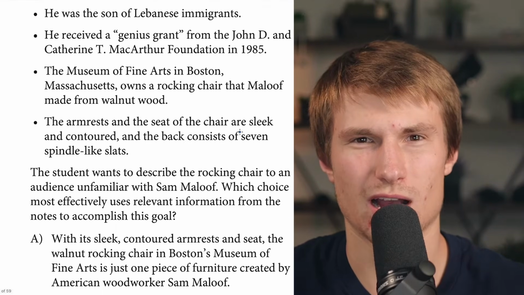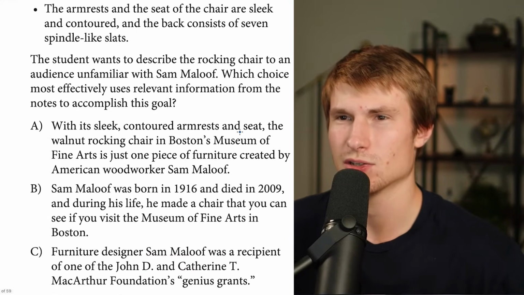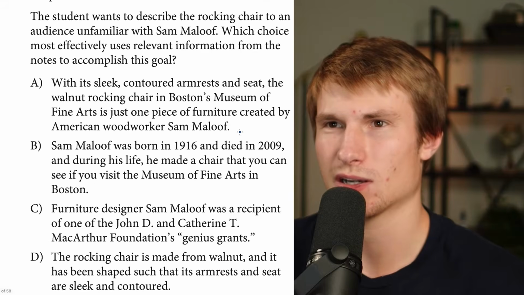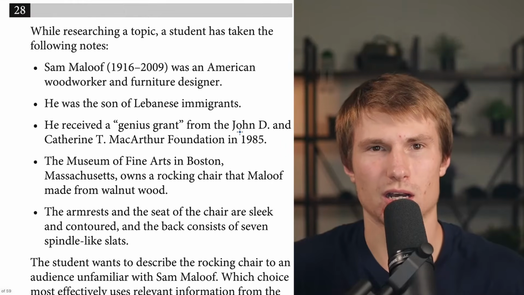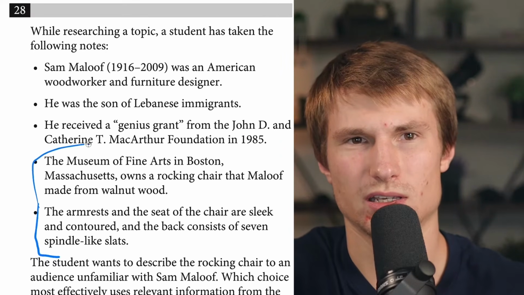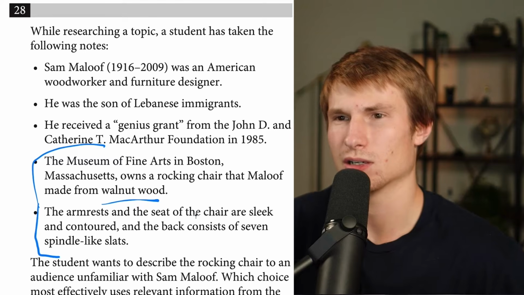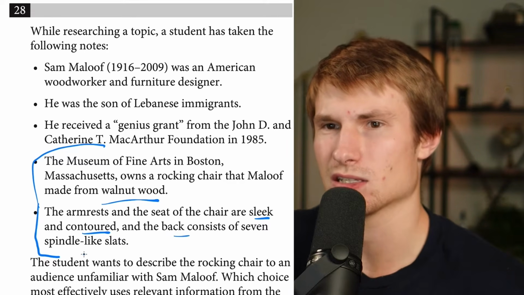The student wants to describe the rocking chair to an audience unfamiliar with Sam Maloof. Which choice most effectively uses relevant information from the notes to accomplish this goal? Okay, so we need to describe the rocking chair. If we go back up, we see that we describe the rocking chair mostly right here and right here. So it's made from walnut wood. The seats and armrests are sleek and contoured, and the back consists of 7 spindle-like slats.